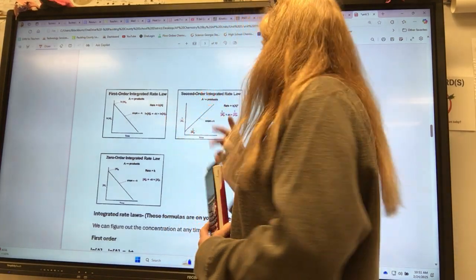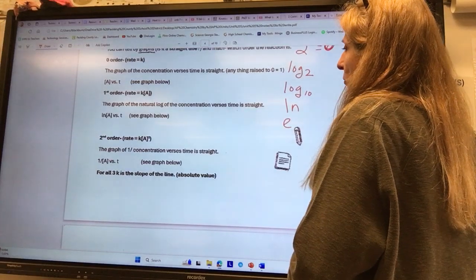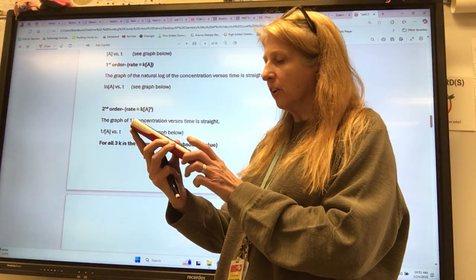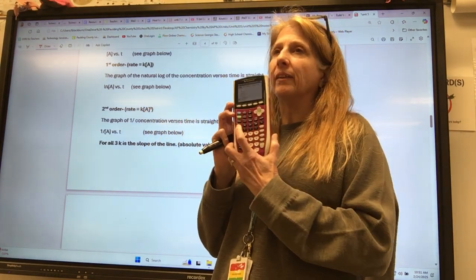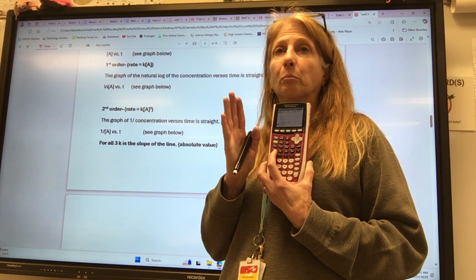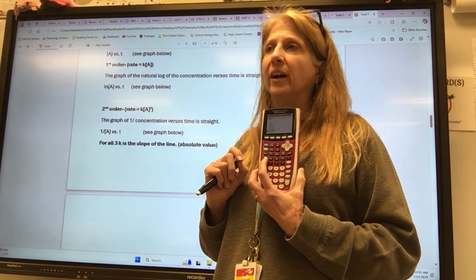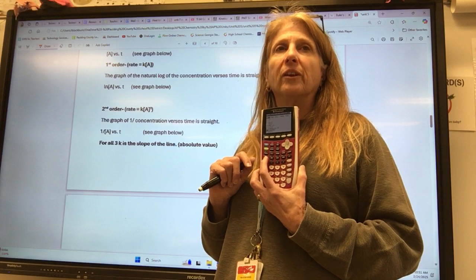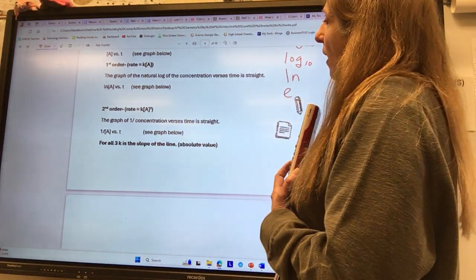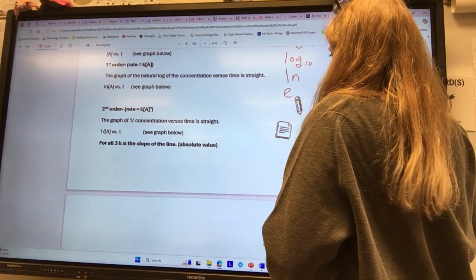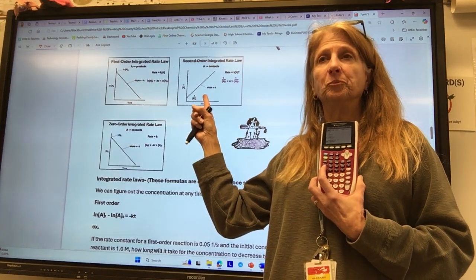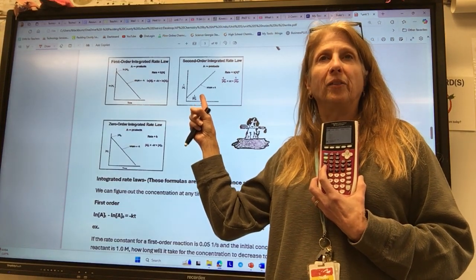Just kind of fancy. Now what about if it is second order? This time the graph is 1 over the concentration. So look on your calculator. You have a button that is x to the -1, or a button that is 1/x. Everybody find it? That's the button we'll be using. This is the inverse. If it's second order and you graph the inverse of the concentration, then you get that straight line. Ta-da! How are we feeling about this brand new thing in our life?